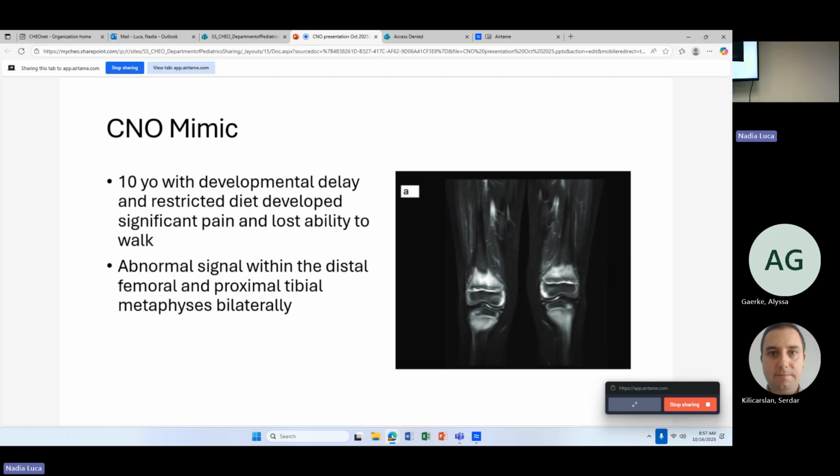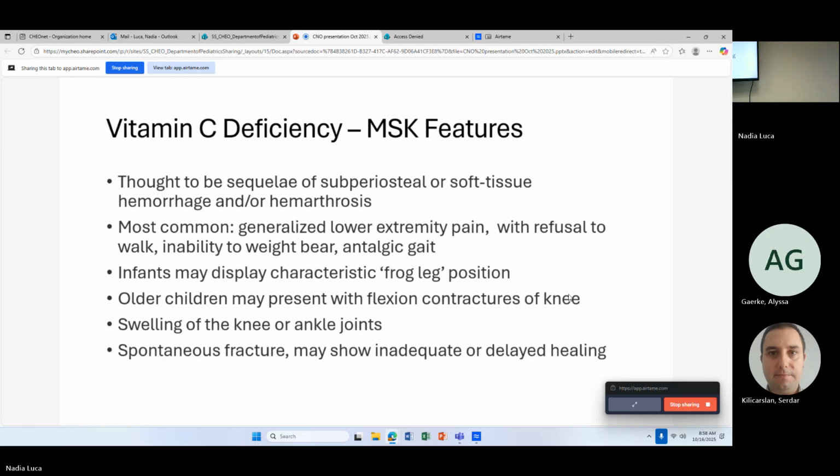Any questions about the differential diagnosis? I'm going to go into the diagnostic approach where we rule things out in a minute, but I just want you to be aware of what the vast differential is. Okay. Oh, sorry. I did have a little slide on vitamin C.